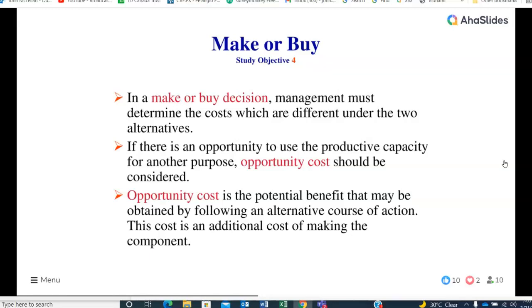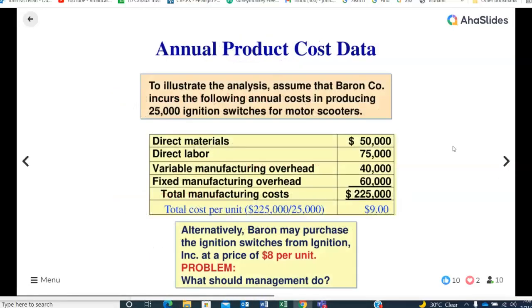Another definition of an opportunity cost is the potential benefit that may be obtained. I have this empty space by following one of the courses of action, the buy, an alternative course of action. The cost is an additional cost for the make component. Now, a demonstration of that would be in order. Here we have Barron Company incurs the following annual cost in producing 25,000 ignition switches for motor scooters.